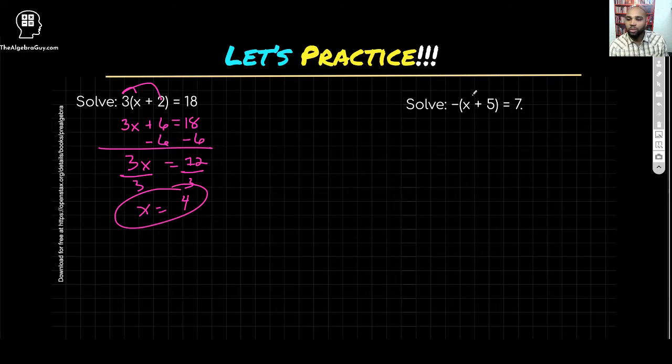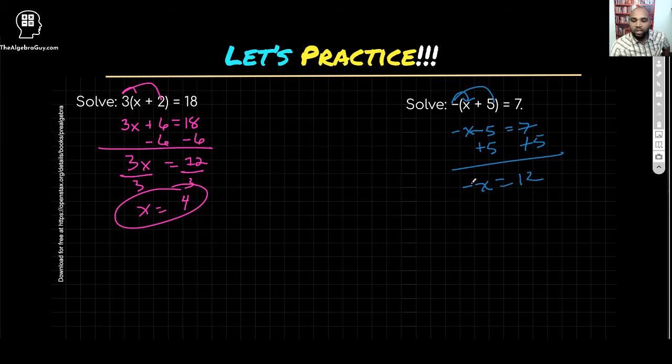All right, so on this one, we're going to treat this negative like a -1. So -1 times x is -x. -1 times 5 is -5, equals 7. So here I can, well, first let me add 5. Add 5. And I'm left with -x equals 12.